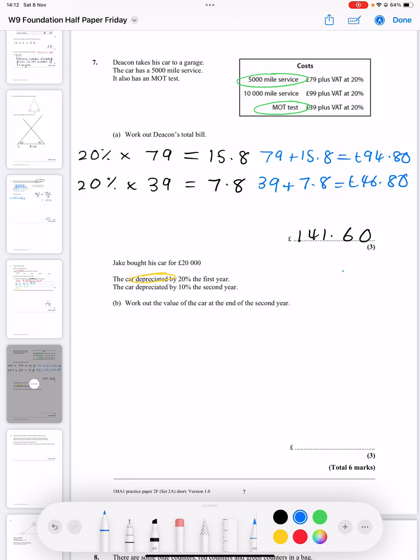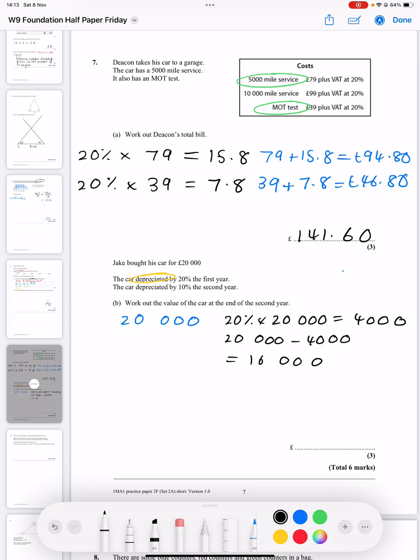at a time. So I'm starting with 20,000, and I'm going to find 20% of that, and I'm going to subtract it. So I'm going to use my calculator for that. 20% times by 20,000 gives me 4,000, and then I'm going to work out 20,000, take away 4,000, gives me 16,000 after the first year.